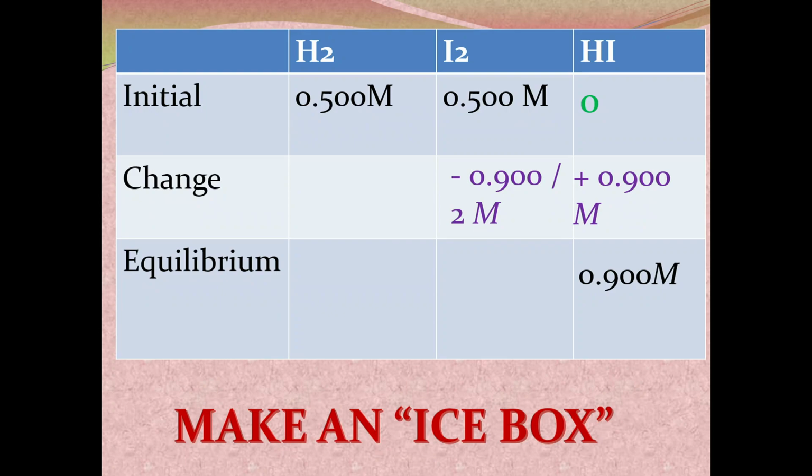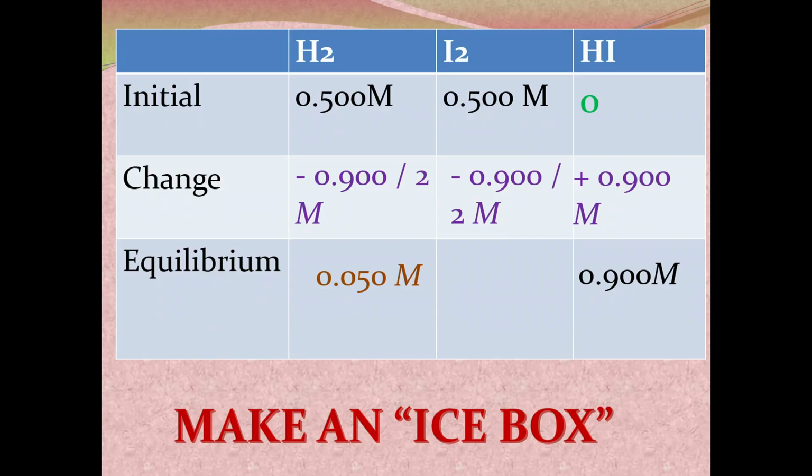And then H2 will be exactly the same, minus 0.9 divided by 2. So if you have a stoichiometric coefficient for something, and you're looking at everything else, we have to take that stoichiometric coefficient into account and divide other things by it. Because one H2 makes two HIs, so 0.450 H2 makes 0.9 HI. Make sense? Yeah? So I had to divide by 2 because HI had a 2 in front of it.